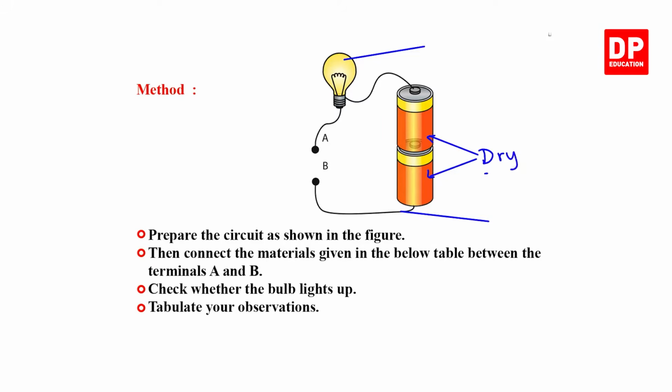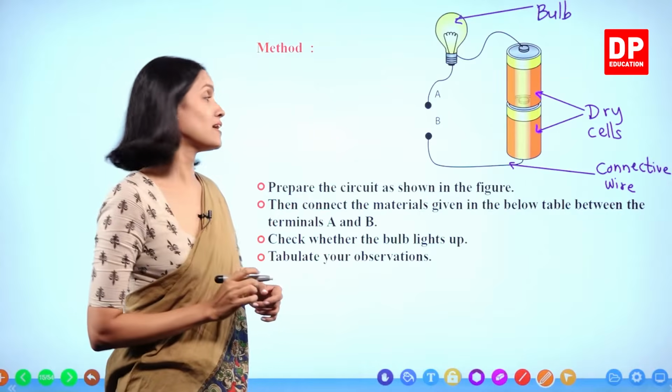Dry cells, connective wire, and a bulb. So you have to prepare the circuit like this.